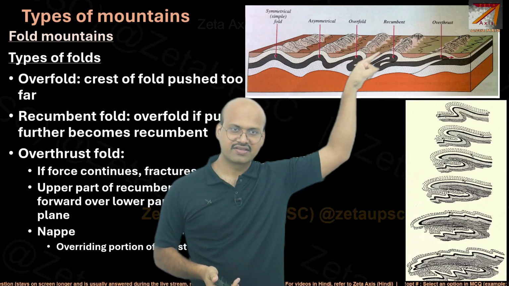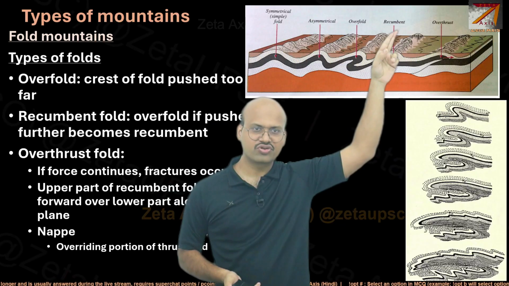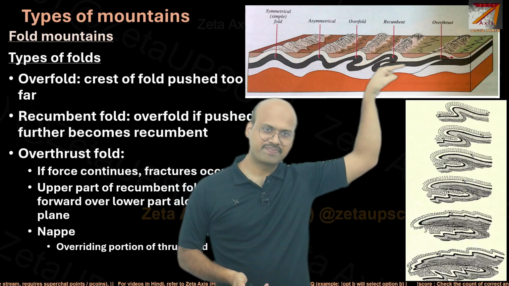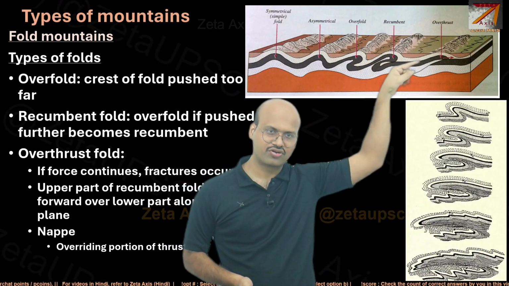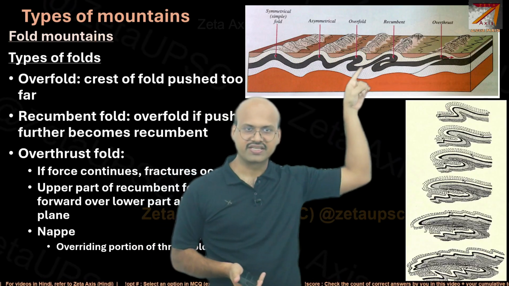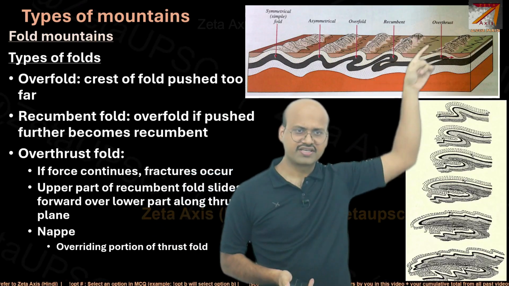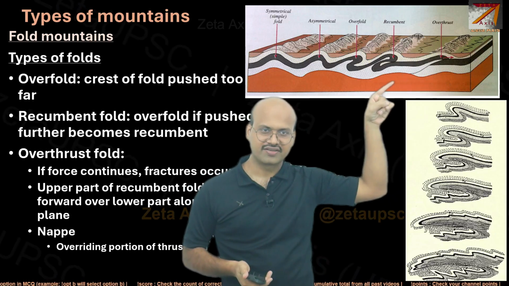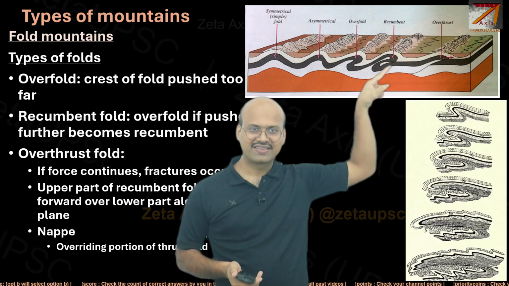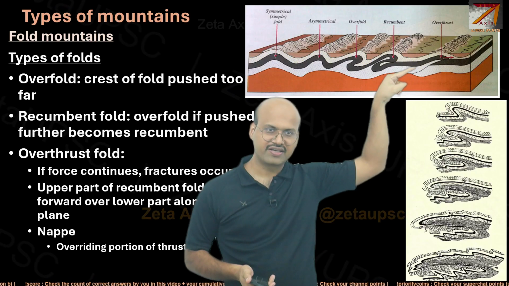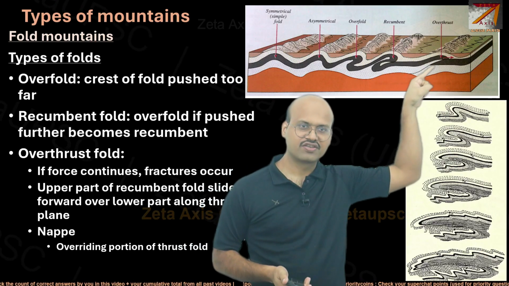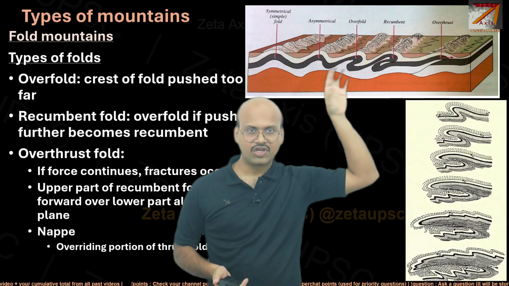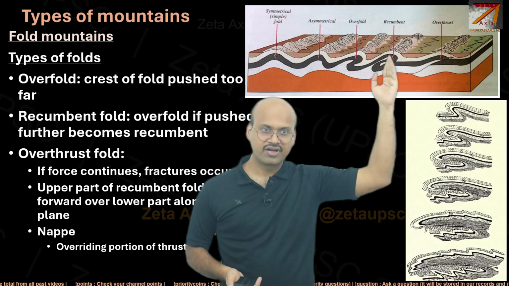The axis is very inclined, but when it comes to recumbent fold, we will see that this would almost touch it, and this plane is horizontal. The fold plane becomes horizontal, that is, parallel to the surface over which it is there. And then comes the overthrust. Here we see that because of the continued compressional forces, a fault is created. And now we will see that this region of the plate is moving above this plate. So now there is this fault created, and this region is now forced onto the other part. So here are overfold, recumbent fold, and overthrust.